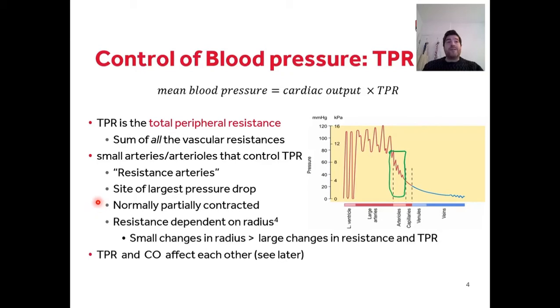And it's worth noting that these little arterioles are normally partially contracted. And as I mentioned in part 1, the resistance is dependent on the radius to the power of 4. So what that means is that small changes in radius equals large changes in the total peripheral resistance. And what we'll also see in part 3 is that the total peripheral resistance and the cardiac output actually affect each other.